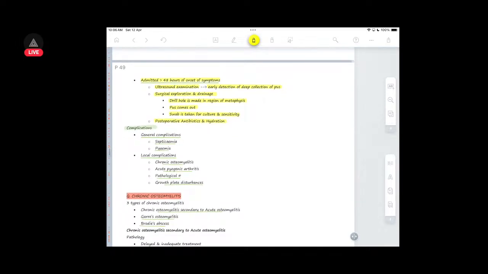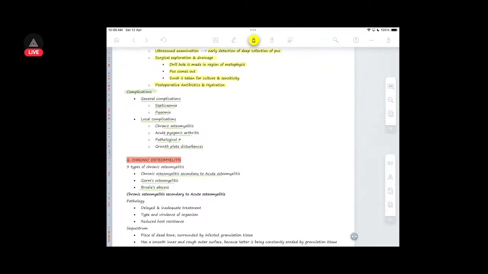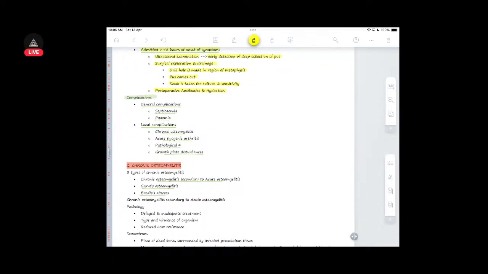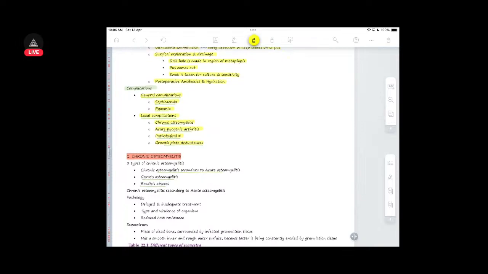More than 48 hours. Surgical hole you have to do, swab will be taken, post-operative antibiotics and hydration has to be done. So complications, you have general complications and you have local complications. Generally you have septicemia, pyemia, and local you have chronic osteomyelitis, acute pyogenic arthritis, pathological fracture, and growth plate disturbances. Those are the local and general complications. So septicemia, pyemia, chronic osteomyelitis, acute pyogenic arthritis, pathological fracture, and growth plate disturbances.